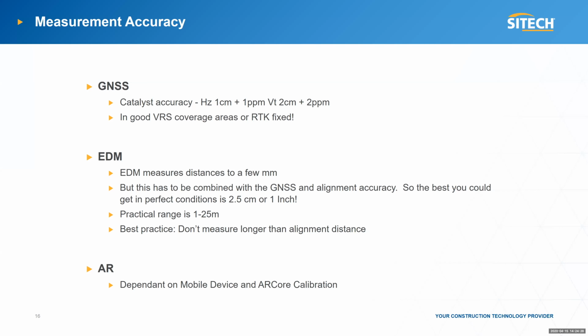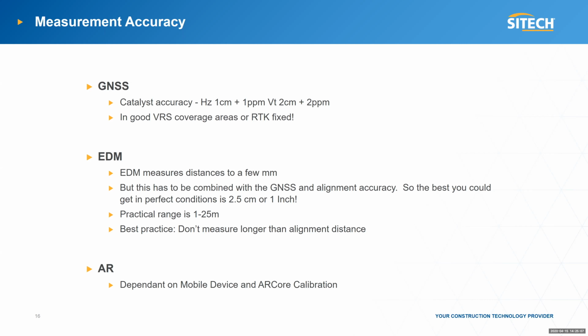In terms of accuracy, there are three types that we have to take into account. First would be the GNSS accuracy, which is the one from the Catalyst software and the DA1 antenna. That's horizontal 1 centimeter, vertical 2 centimeters in perfect conditions, so not in the woods, for example, in good VRS coverage areas, or RTK fixed. That would be the first accuracy that would be applied to your model.